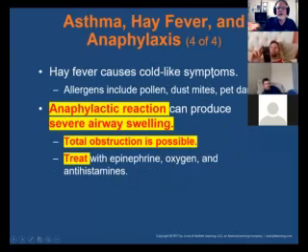Hay fever causes cold-like symptoms, sometimes extremely severe, sometimes very mild. Whatever the allergen is, different people are allergic to different things. What do you see with these patients? You see watery eyes, sometimes their ears hurt, they have copious amounts of nasal secretions. What's that? They're making a lot of snot. Copious means a bunch, and nasal secretions means snot.